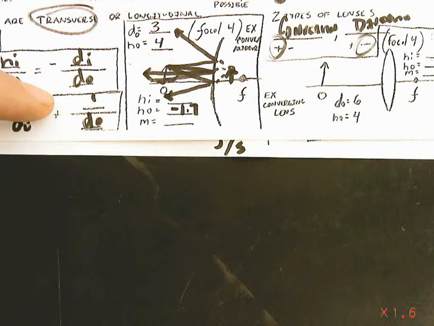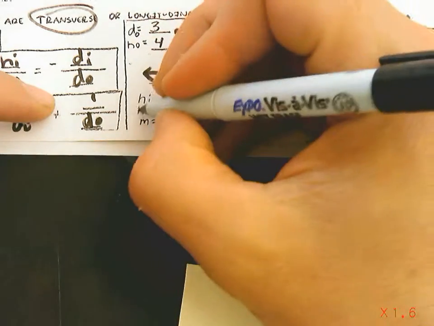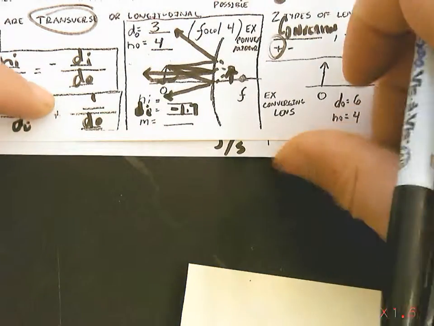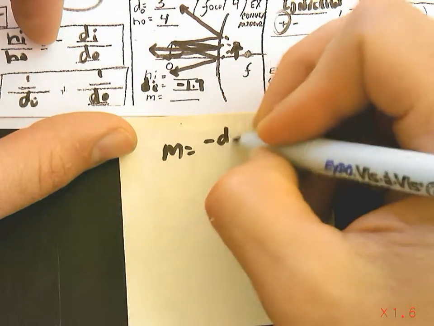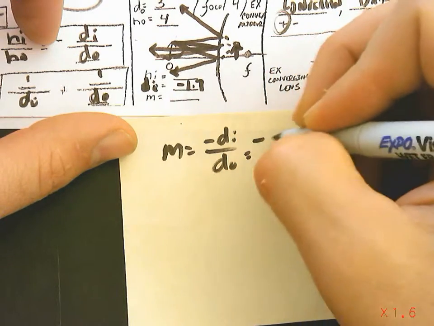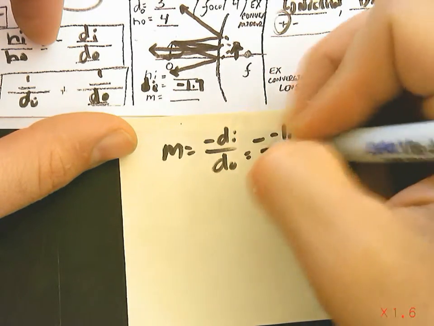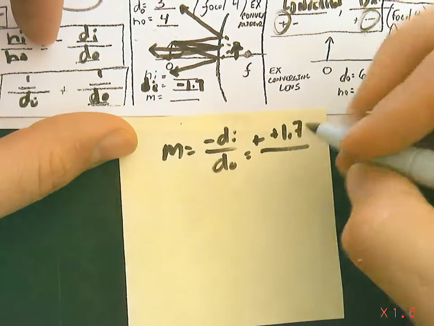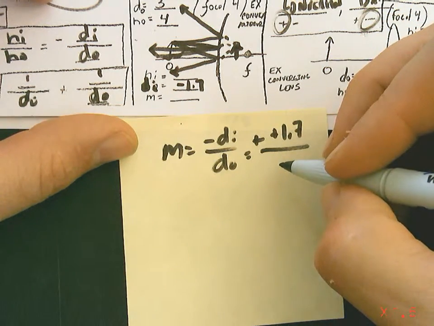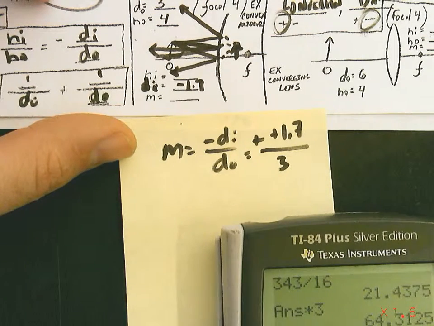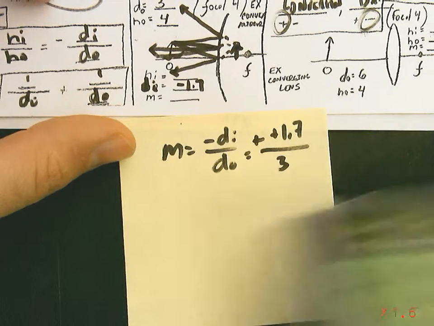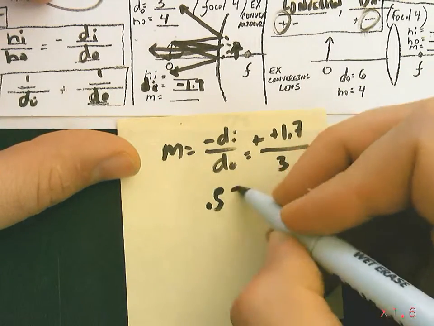Once I know what di is, it should be on the study guide, I can then solve for things like magnification. So magnification is negative di over do. So I have the negative of a negative, making it positive 1.7, over the distance to the object, which was 3, something around a half. We'll see what it is. 1.7 divided by 3 is 0.56. So we'll say 0.57 for magnification.